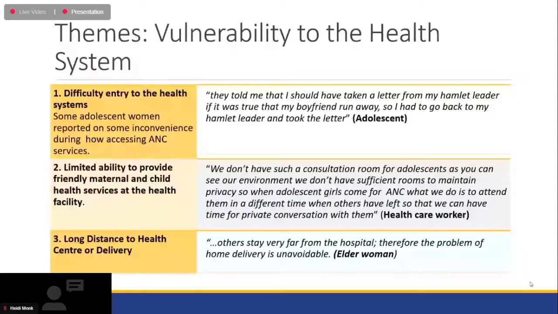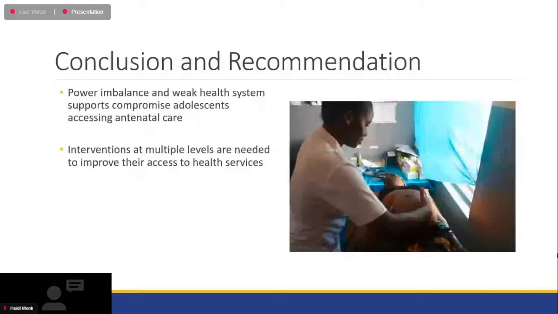So in conclusion, from the findings, we saw that power imbalance and weak health system support sometimes compromise adolescents' access to antenatal care services. We need interventions at multiple levels, from policymakers at the Ministry of Health, districts, and regions, up to the community level, in order to support adolescents to meet their maternal and health needs. Because if we do so, we will improve maternal health. At the end of the day, we will improve the quality of life for the adolescents and for the community at large.